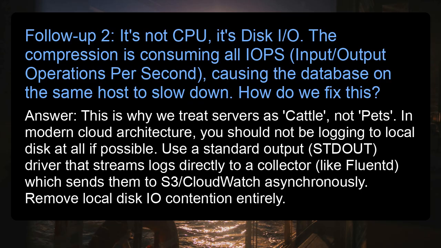Follow-up 2: It is not CPU, it is disk I/O. The compression is consuming all IOPS, input or output operations per second, causing the database on the same host to slow down. How do we fix this? Answer: this is why we treat servers as cattle, not pets. In modern cloud architecture, you should not be logging to local disk at all if possible. Use a standard output, stdout, driver that streams logs directly to a collector like Fluent, which sends them to S3 or CloudWatch asynchronously. Remove local disk I/O contention entirely.